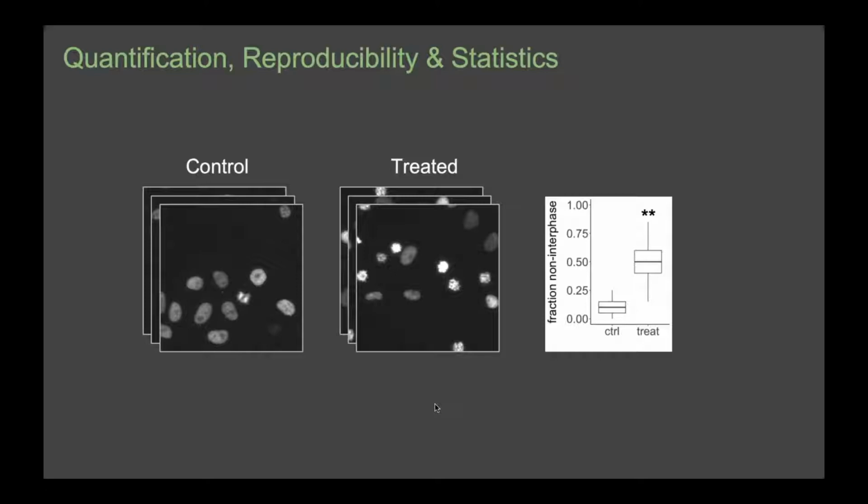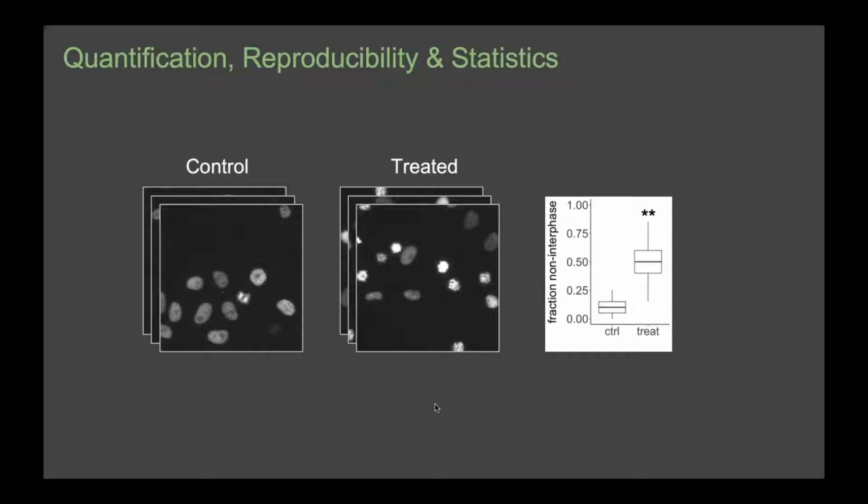So you should first of all quantify this. So for example, compute what is really the fraction of non-interface cells, so quantification. Then this should be reproducible. And that typically means that you shouldn't necessarily do this manually, but devise some computer program that does that so that other people can reproduce your analysis.